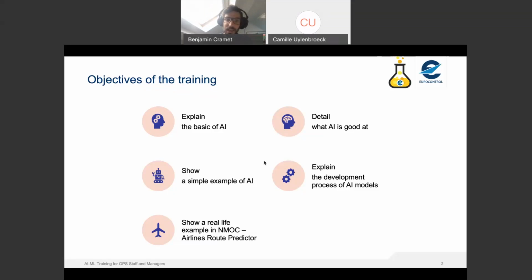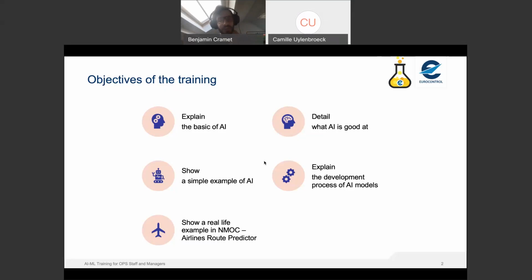Show a simple AI example. A very, very basic example. It's an exercise for learning AI. So you will see it's very simple, but it holds the basic concept of AI. Explain the development process of AI. It is different from conventional software, so it has its own development process. You will go through different steps than the ones you do for conventional software. So there we will explain that to you.